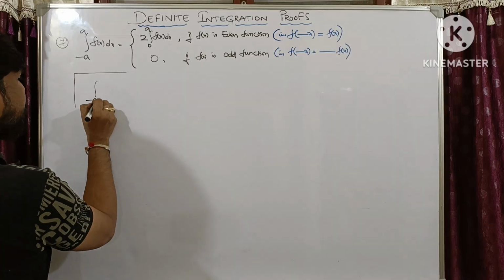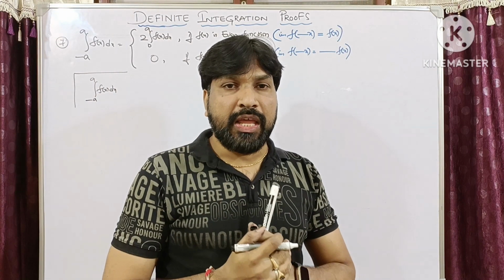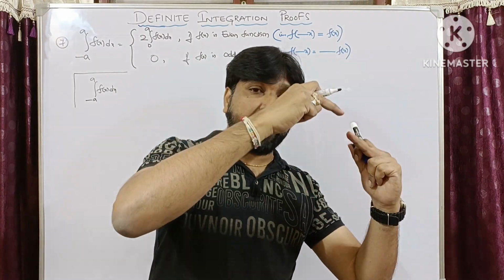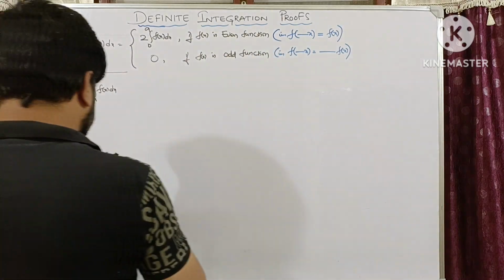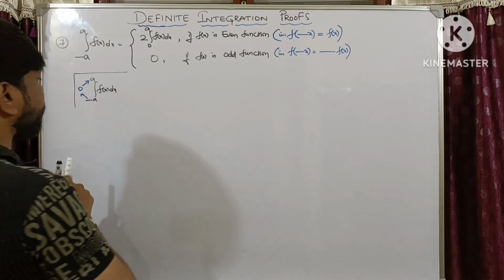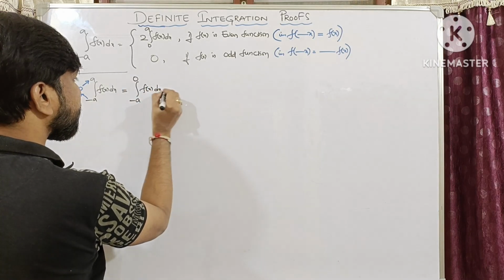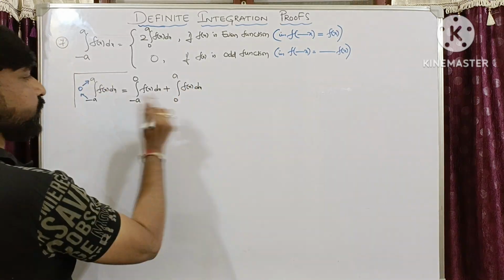Let us consider integral minus a to a f of x dx. Again, I am going to use property number 3. If I want to use property number 3, you need to check which value lies in between minus a and a. It is 0. So we can split it into minus a to 0, then 0 to a. That is property number 3. So in between minus a and a, 0 will be there. According to property number 3, it is integral minus a to 0 f of x dx plus integral 0 to a f of x dx.